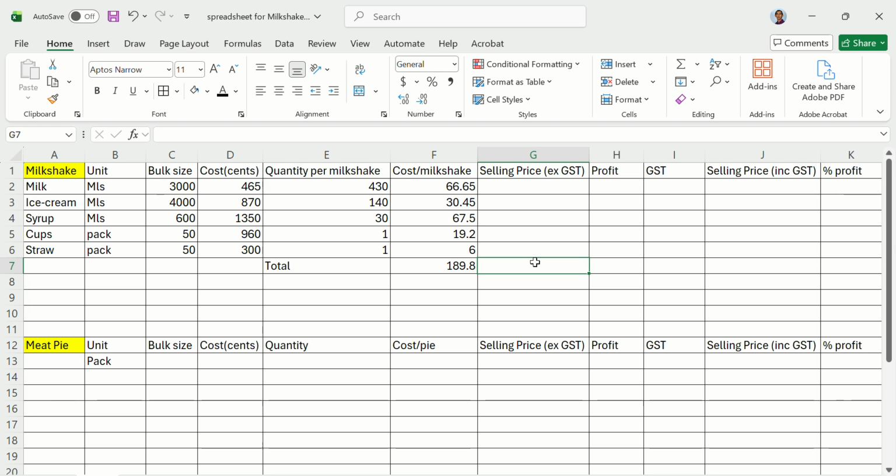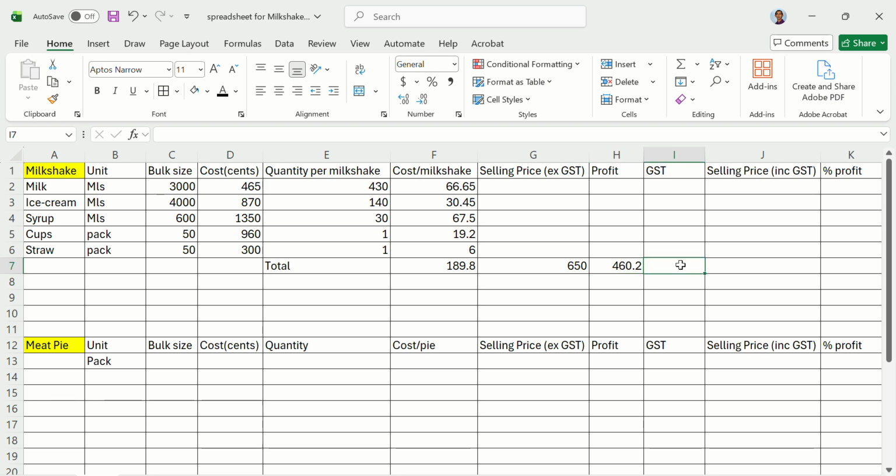From there, you can decide what your selling price is. So maybe a milkshake goes for about $6.50. So I'll make it 650 cents. Now to calculate the profit, it's going to be the selling price minus the cost of the milkshake. So I'll go equals, I'll click on the selling price minus cost of the milkshake, hit enter.